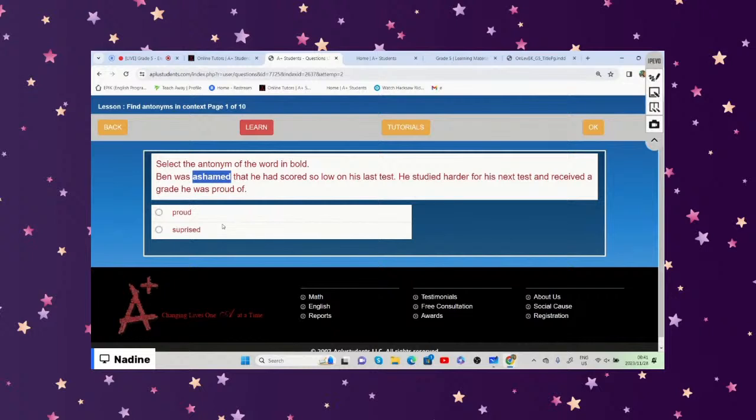Ashamed. Look at the second sentence, right? We need to try and find that specific word. You need to find one of these two words in the second sentence. The second sentence is, he studied harder for his next test and he received a grade he was proud of.